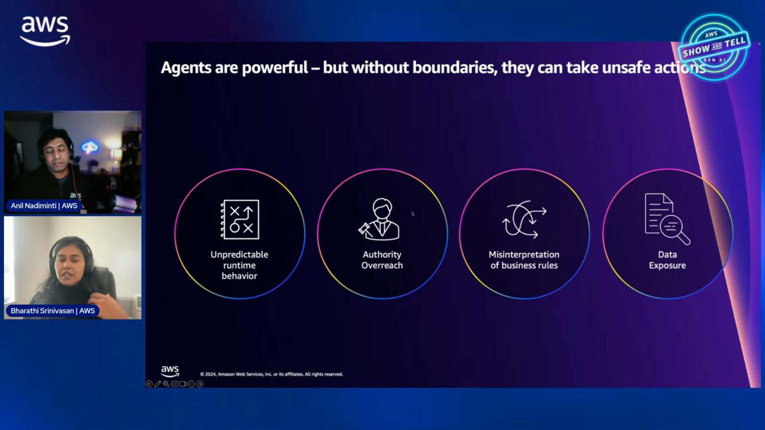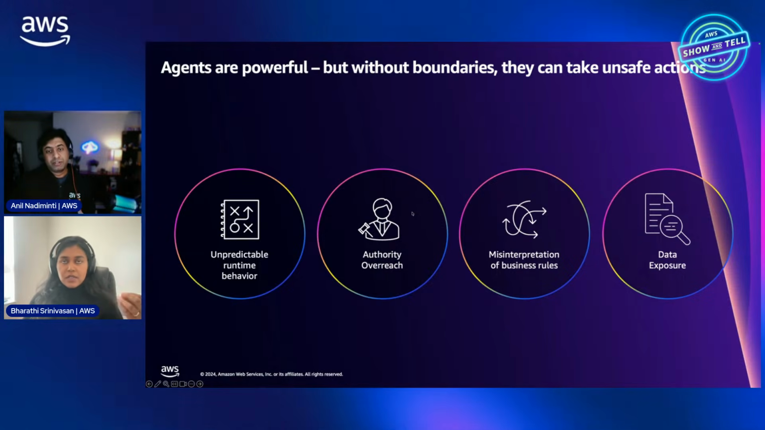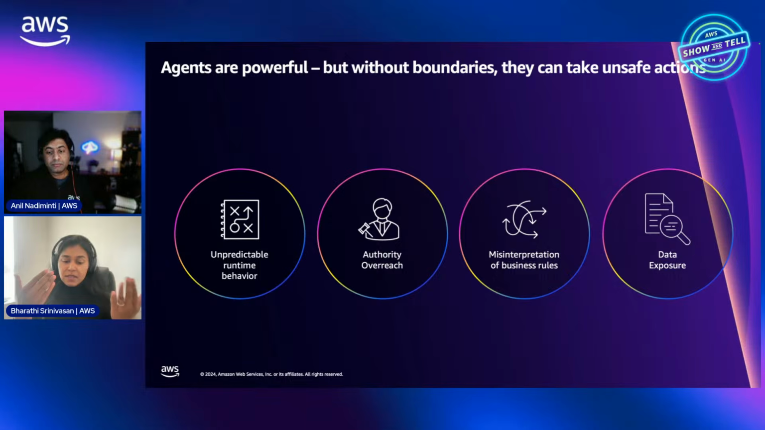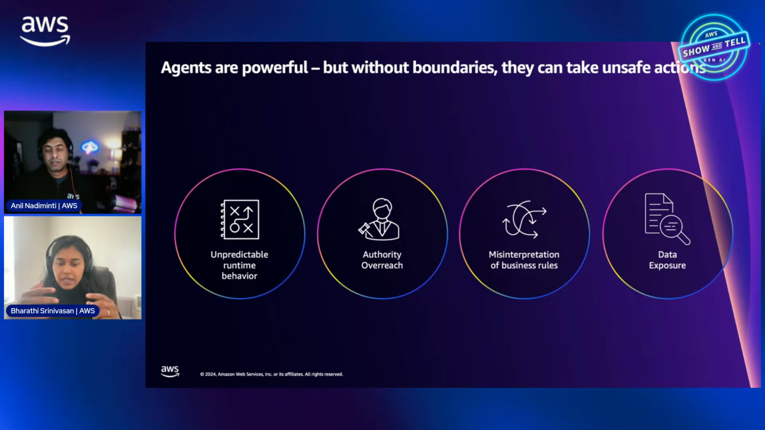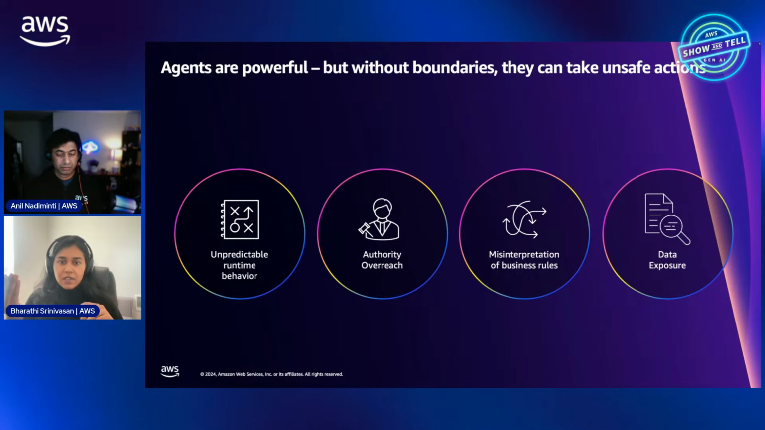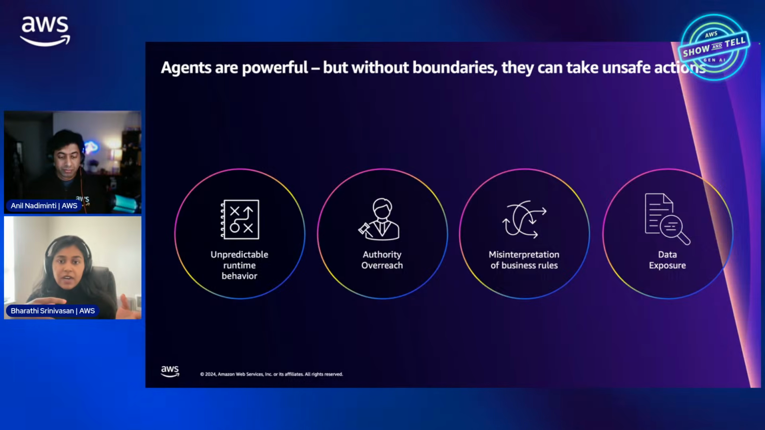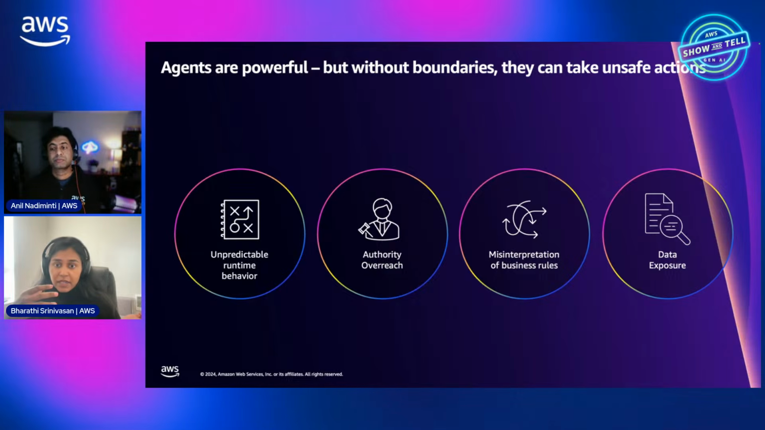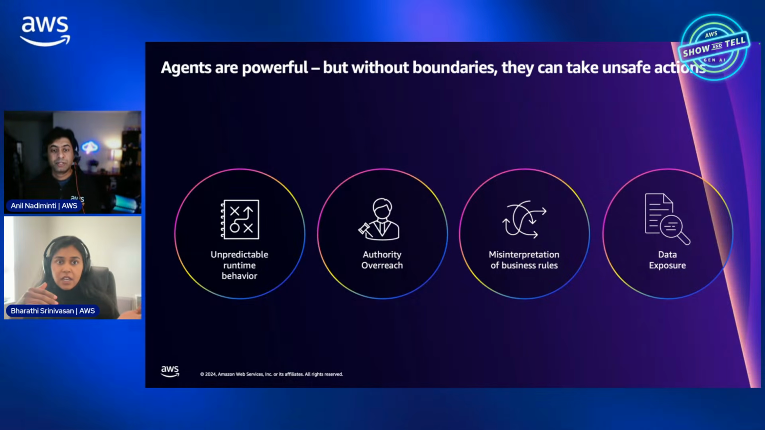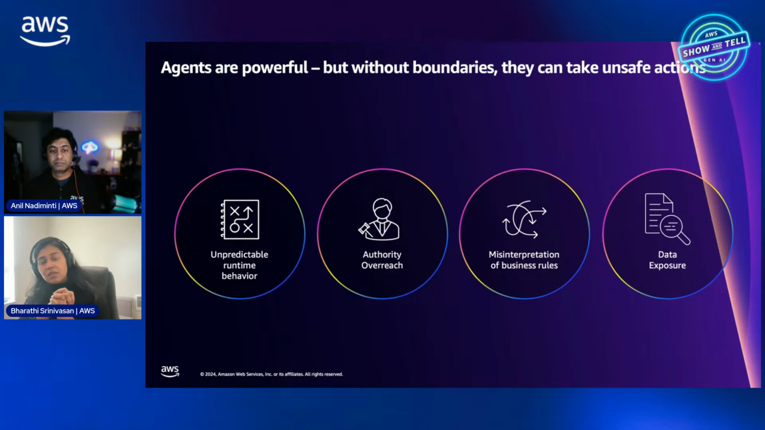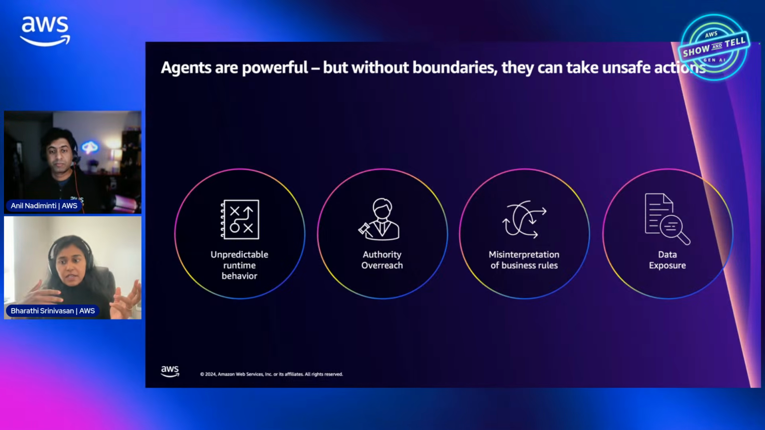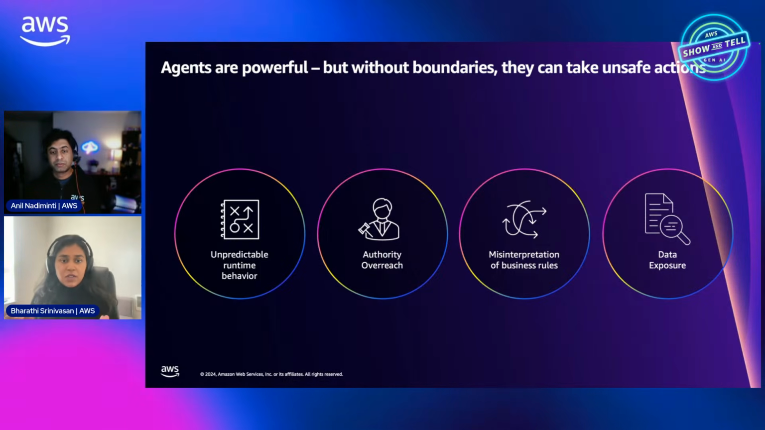LLMs can misinterpret business rules. You can even tell a large language model in the system prompt, do not process refunds above a certain amount because this could violate your internal policy, like approving a transaction that meets the user's criteria but not the business policy. So you can instruct the agent in the system prompt, be helpful to your users. And in the same system prompt, you can tell it, do not refund above, I don't know, $5,000.